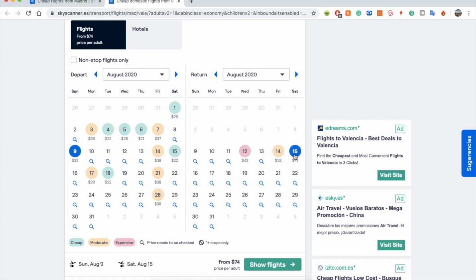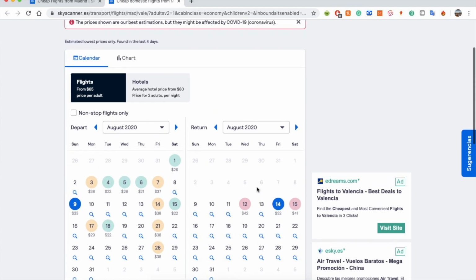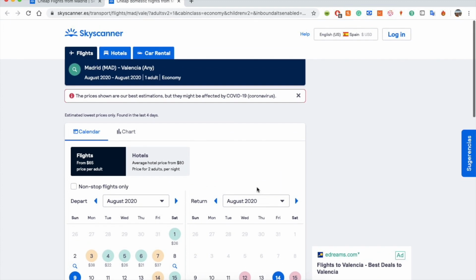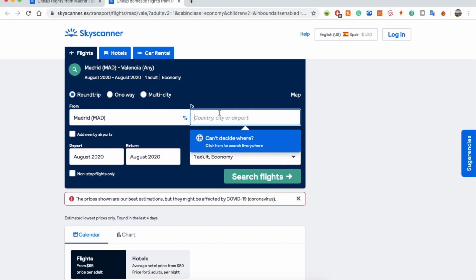Okay, 9th through the 15th, 74. Okay, it's not terrible, but there's cheaper, we saw 44. So like I said, you just have to go around and play with it. But if you know where you want to go, the date you want to go, you can even select that as well. You don't have to be so broad.